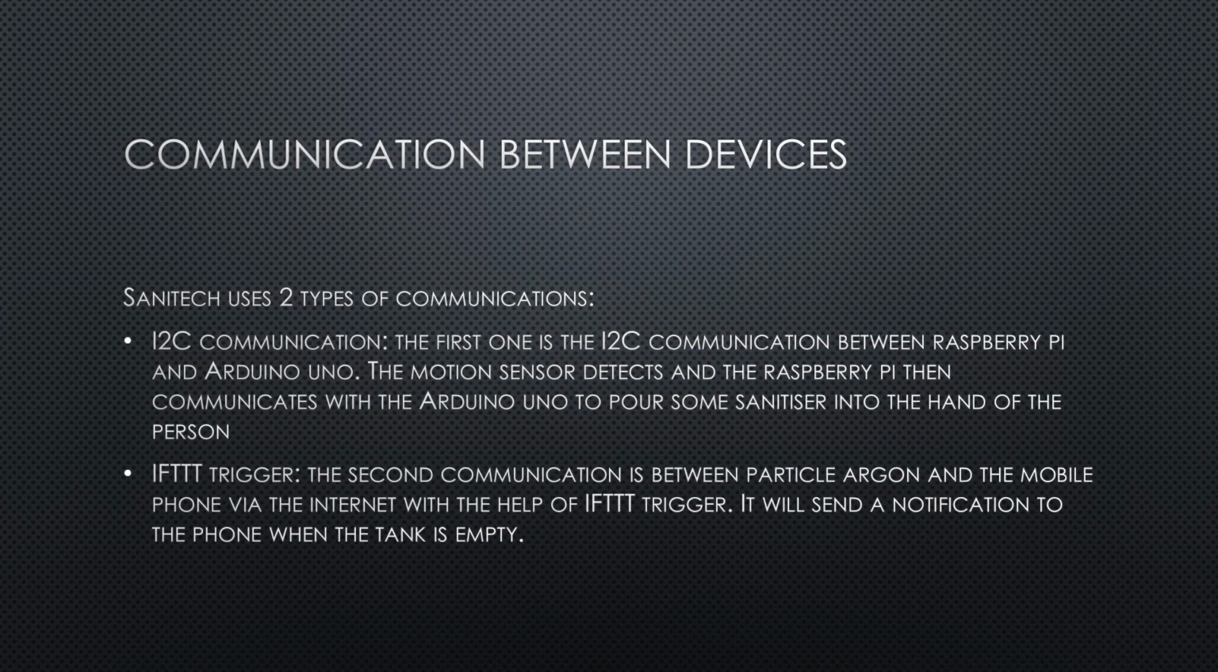Now I'm going to talk about how the communication occurs between the devices. The first one is the I2C communication, which is between the Raspberry Pi and the Arduino Uno. The motion sensor detects the hand, and the Raspberry Pi then communicates with the Arduino Uno to pour some hand sanitizer into the hand of the person. The second type of communication that I have used in my prototype is the IFTTT trigger, which is between the Particle Argon and the mobile phone. It will send a notification on the phone when the tank is empty.